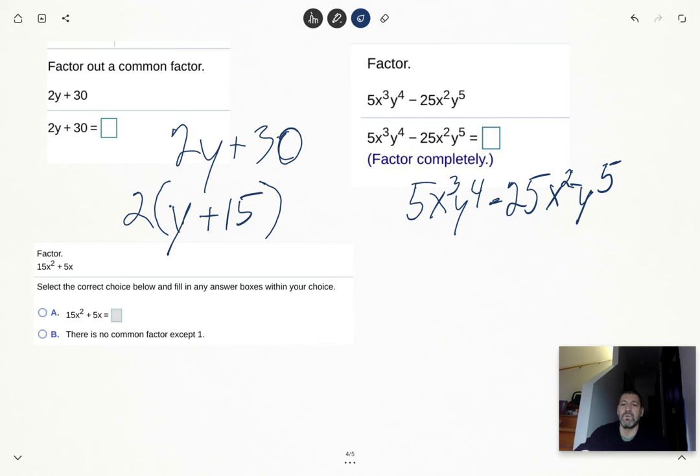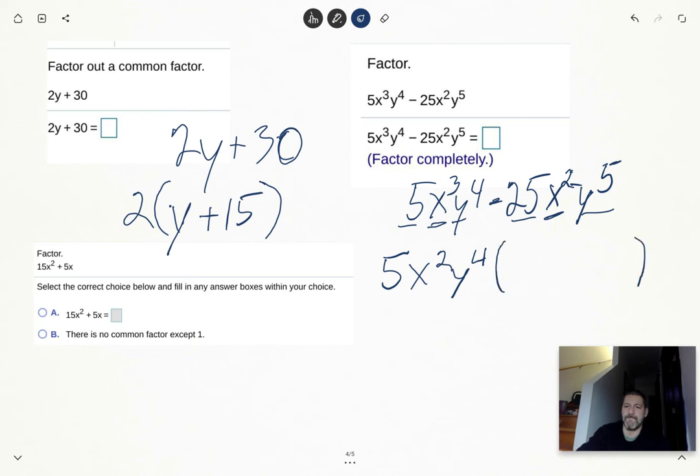Okay, what's the common number, the largest factor for 5 and 25? Well, 5 goes into both of those. That's the largest number that would go into both. What's the largest number of x's that goes into both of those terms? That would be x to the second. They both have at least 2 x's. And what's the largest number of y's that go into both terms? It would be y to the fourth.